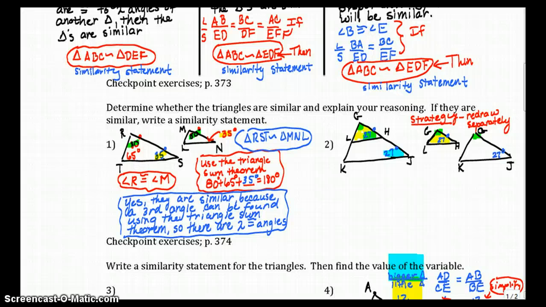Now just a quick note, that third angle will also be congruent because any similar figure has congruent angles and proportional sides. So we don't need 3 angles, but now that we know they're similar, we can conclude that the third angle is in fact going to be congruent.